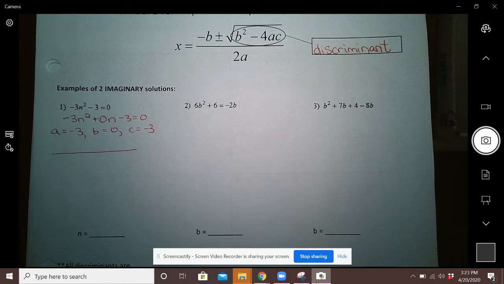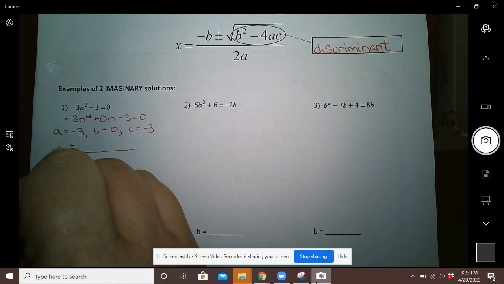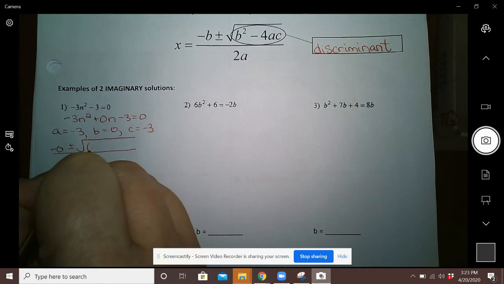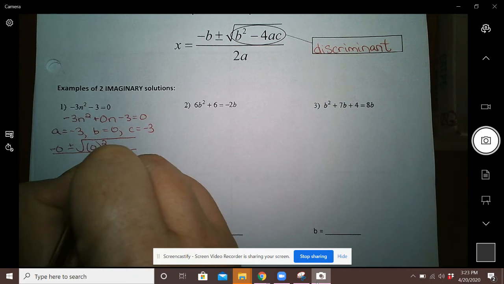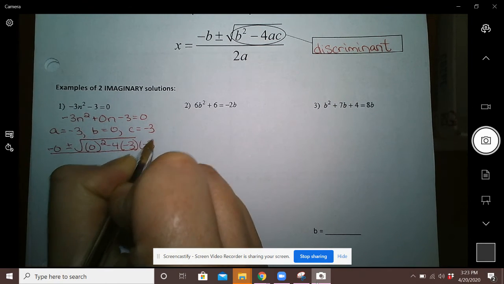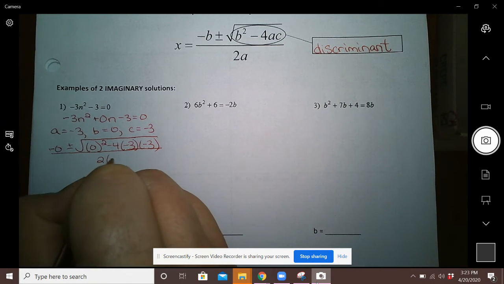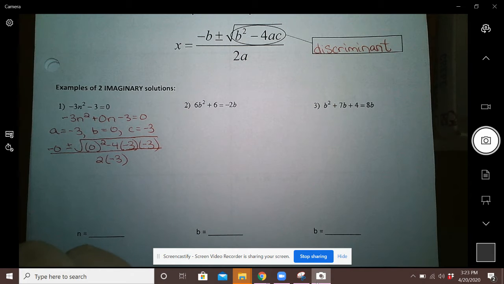Time to plug in all of our values. -b plus or minus the square root of b squared minus 4 times a times c all over 2 times a. If I'm going too quickly at any point, just pause the video so you can jot things down correctly.